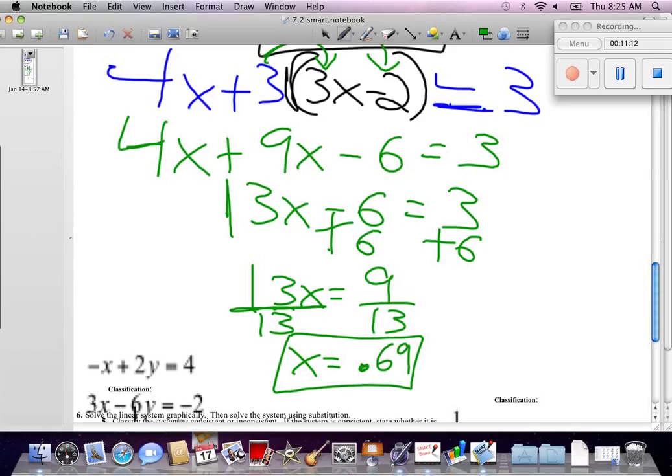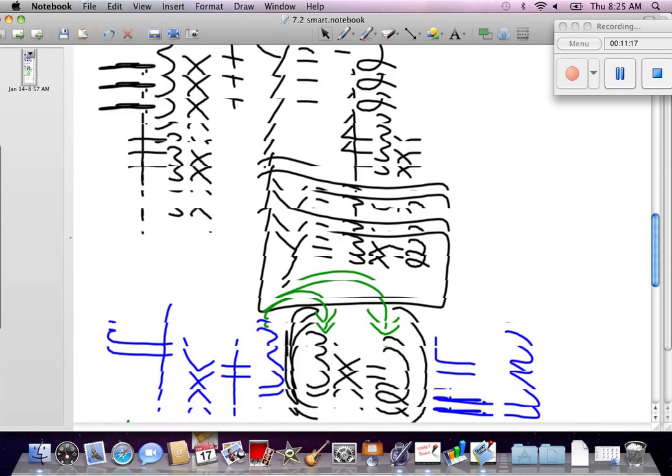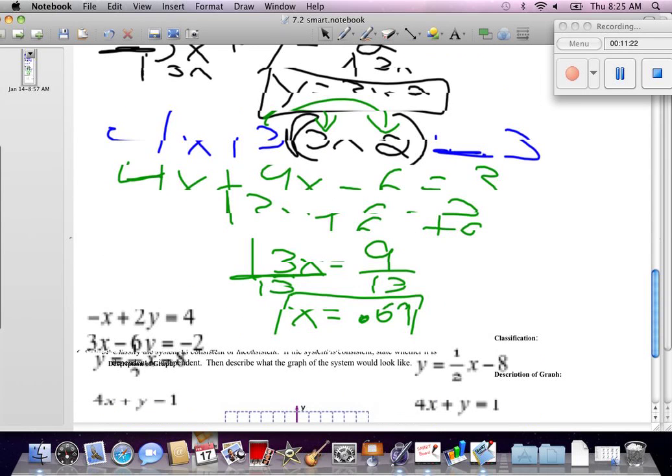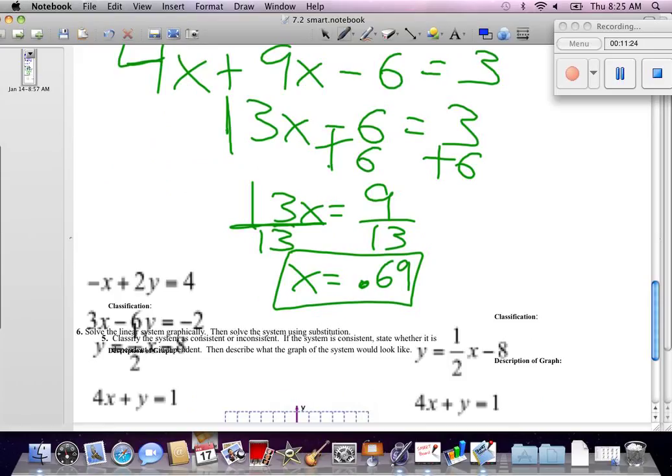I have an x. What else do I need? A y. So I look back up at my original equation. 4x plus 3y equals 3. And so I plug that in. I've got 4 times, plus 3y equals 3. And I put the 0.69 in for where x is.